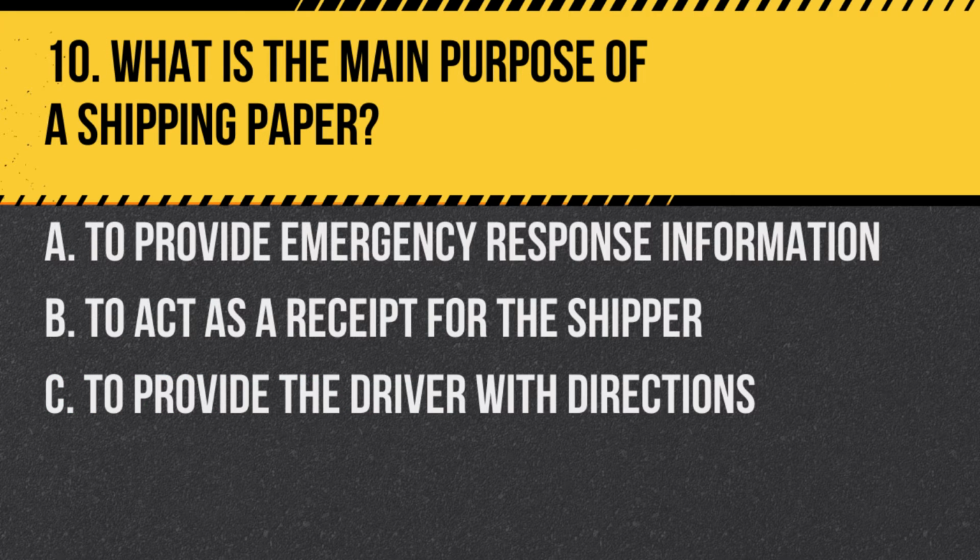Question 10. What is the main purpose of a shipping paper? A. To provide emergency response information. B. To act as a receipt for the shipper. C. To provide the driver with directions. Answer: A. To provide emergency response information. It aids in identifying the hazardous materials being transported.